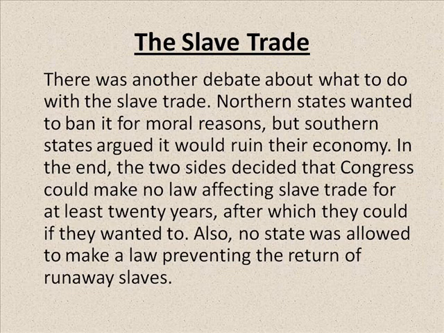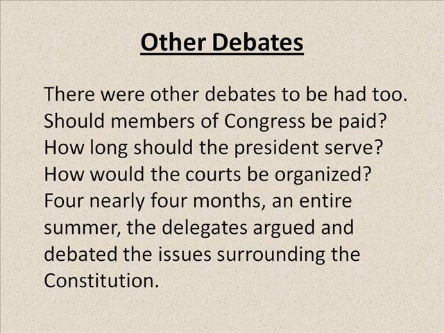Southern states didn't want that. They actually ended up settling the debate by Congress agreeing that they would not make any law about the slave trade for at least 20 years. When those 20 years passed, though, they did outlaw the slave trade. It's important to remember, though, Congress only outlawed the slave trade, not slavery by itself. So slavery was still legal, it just wasn't legal to buy and sell slaves.